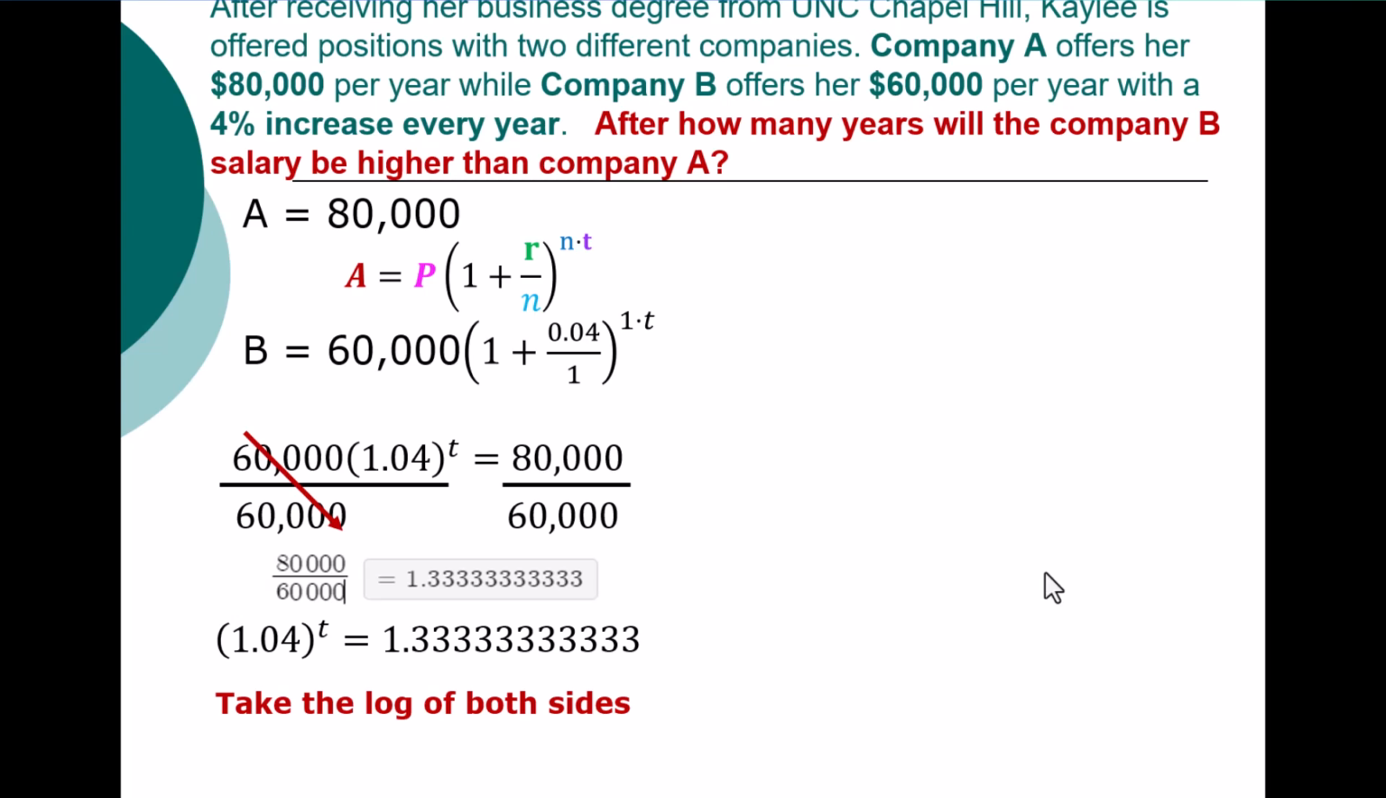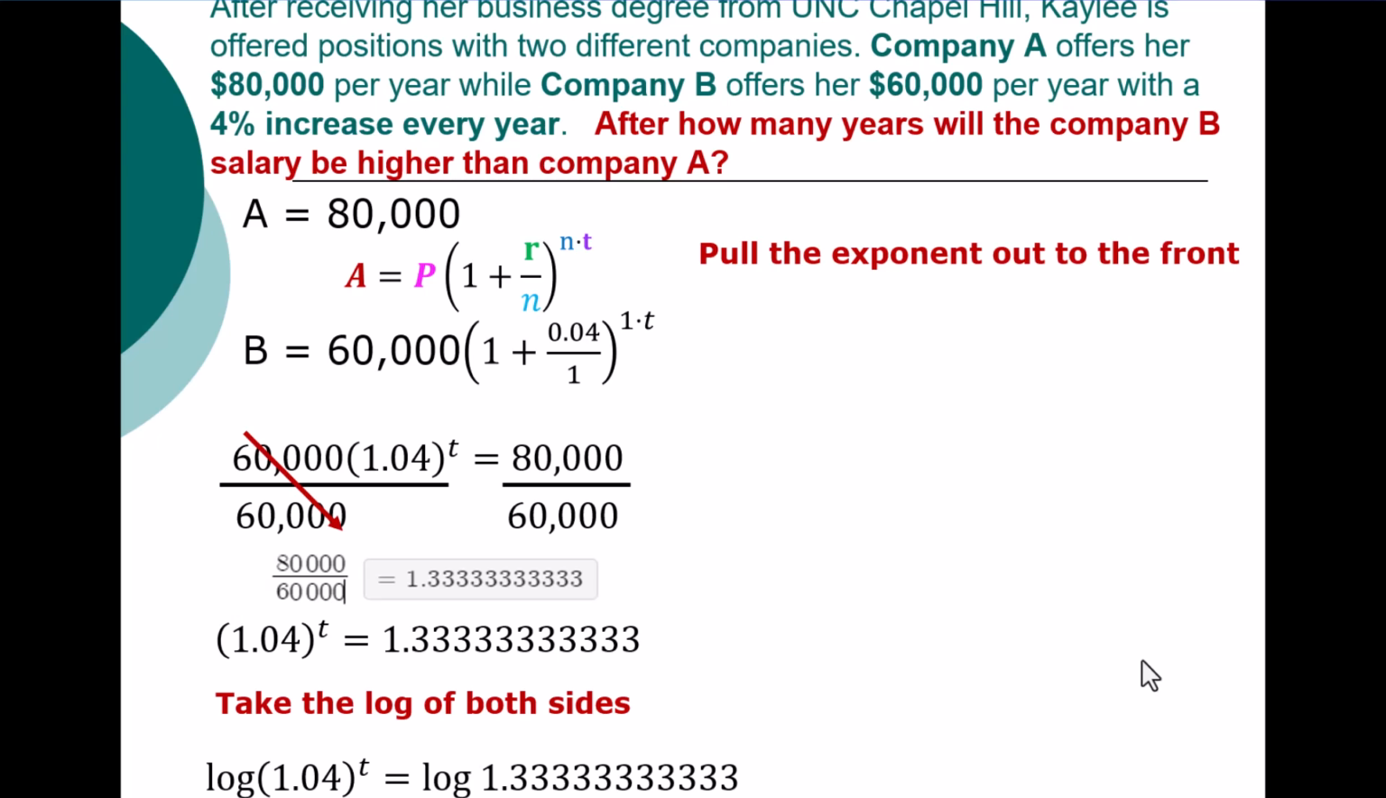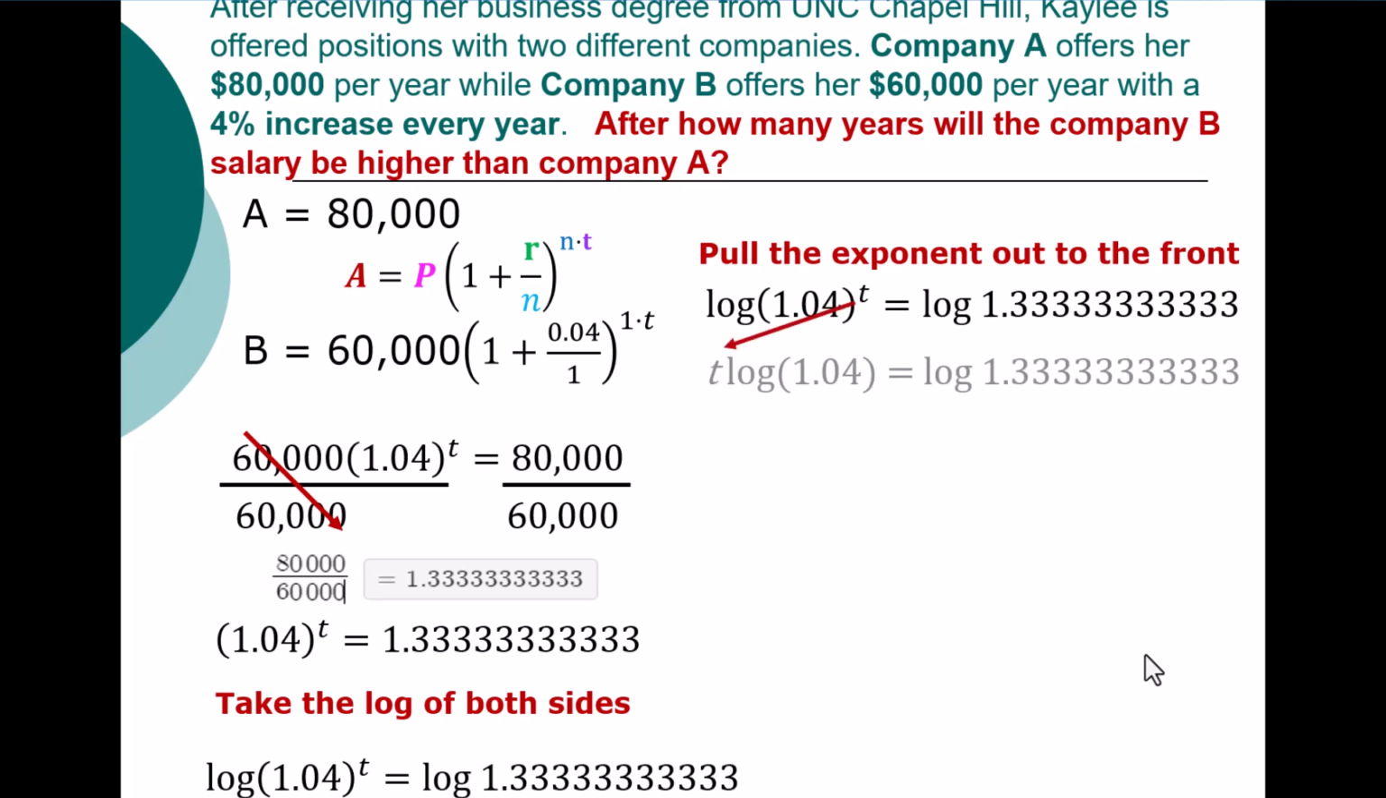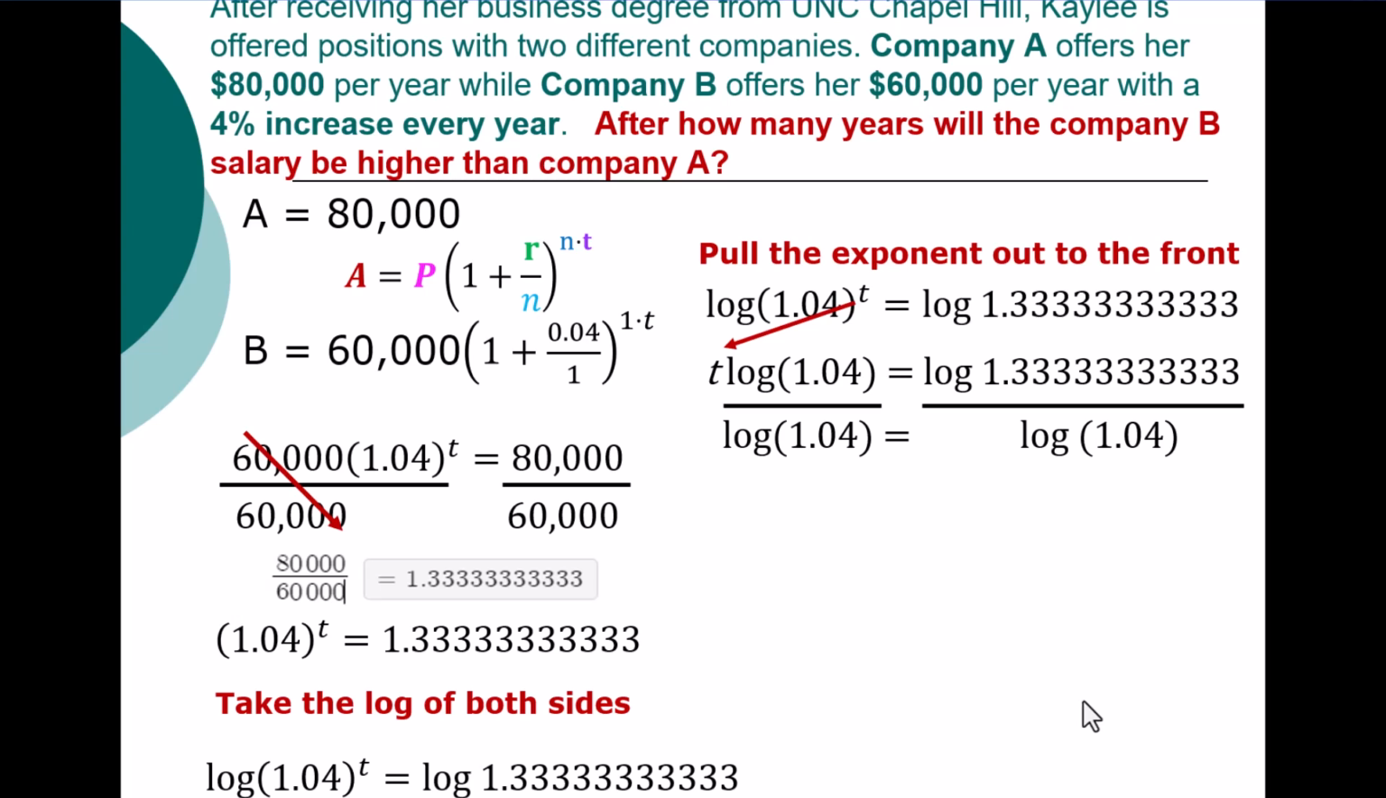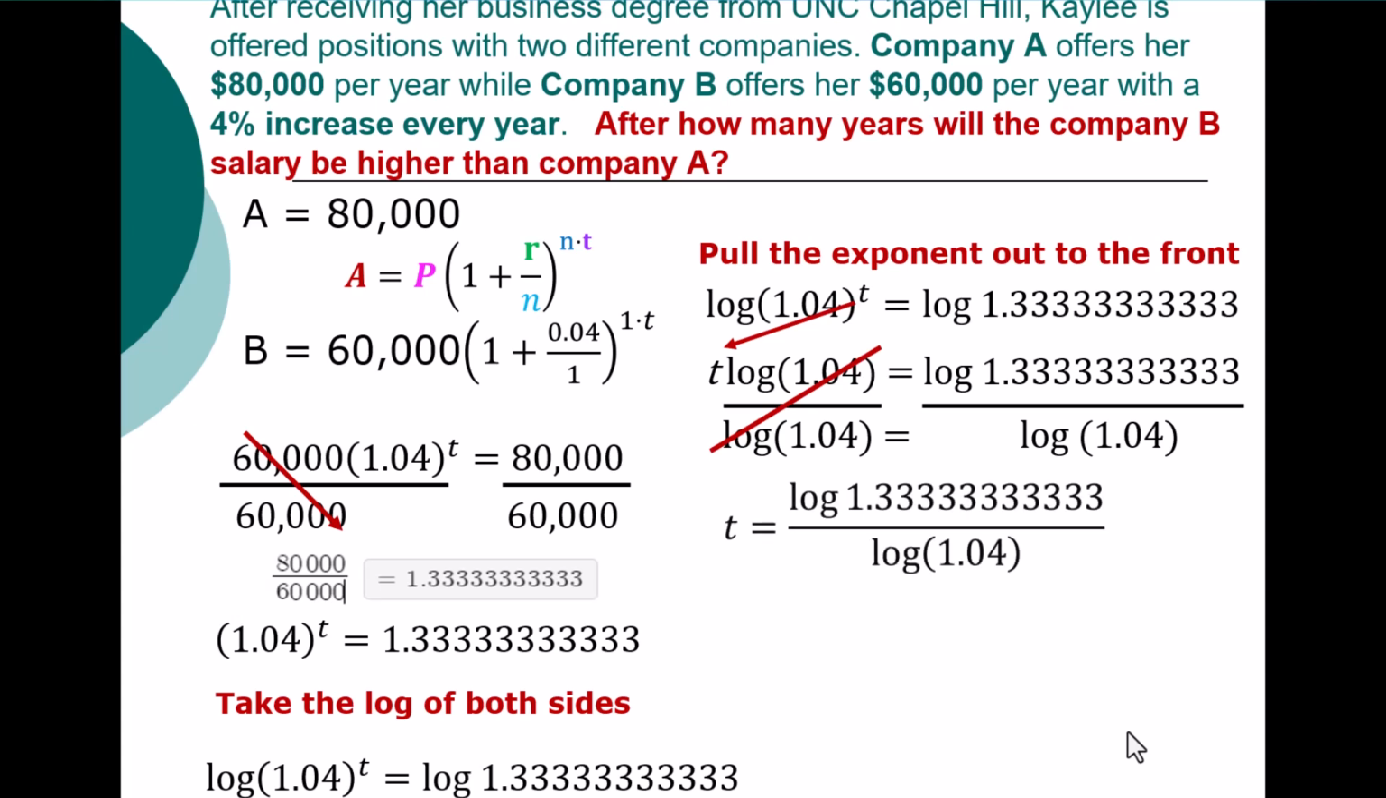Now we're going to take the log of both sides so we can solve for t. So log of 1.04^t equals the log of 1.3 repeating. Put that in your calculator. Okay. Put that exponent out in the front. Divide both sides by log of 1.04. That's going to cancel. t is equal to log of 1 1/3 over log of 1.04.